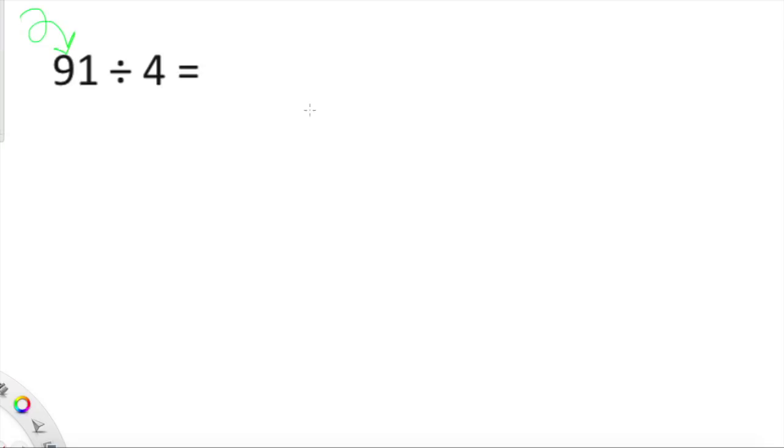91 divided by 4. First, let's set up the problem correctly. We're just doing standard algorithm, you guys. We're just using the long division algorithm for this problem. We're not modeling. So 91 divided by 4. 91 is going to go inside the house of division. 91 goes inside the house because it's being divided. How is it being divided? It's being divided into 4 equal groups.